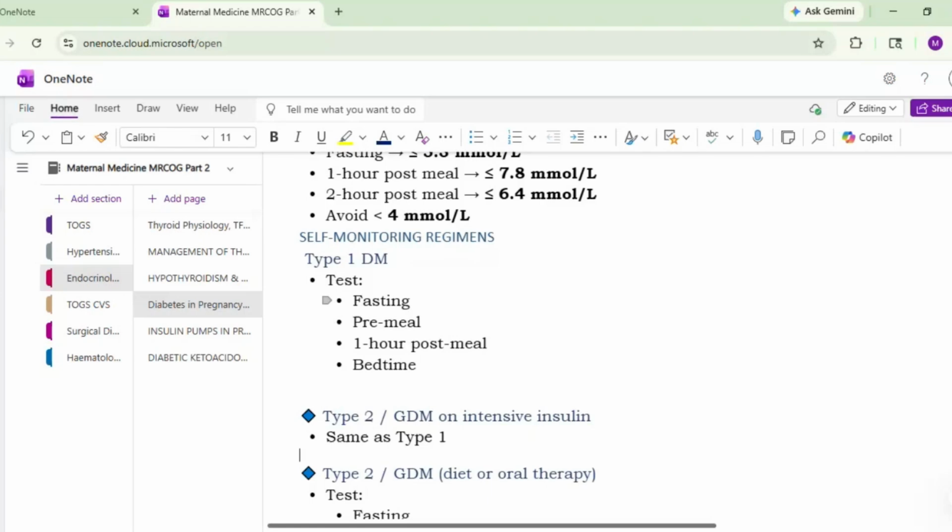Fasting plus pre-meal, that means you will measure fasting, that is before breakfast, then after the breakfast, then before lunch, 1 hour after lunch, before dinner, 1 hour after dinner, and one at bedtime. So this becomes a 7 point control. I hope this is clear to you. Now, if she's a type 2 or GDM on insulin, the same applies. So any patient who is on insulin, type 1 diabetic, type 2 diabetic, or GDM on insulin, will require 7 point monitoring.